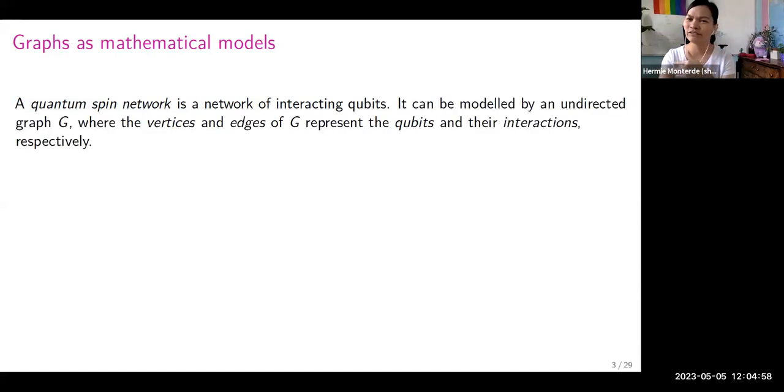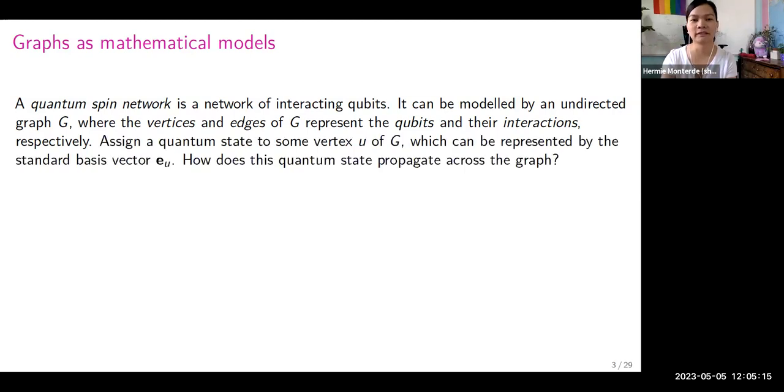So now where does the graph come in here? This quantum spin network can be modeled by a graph where the vertices are the qubits and the interactions between qubits are the edges. That's where the graph comes in. And what do we want to do? We want to assign a quantum state to a qubit. That's how we initialize it.